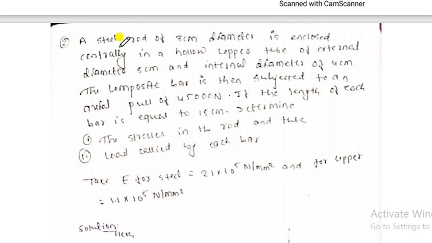So see here, a steel rod of 3 centimeter diameter is enclosed centrally in a hollow copper tube. Here what happens is that the 3 centimeter diameter rod is placed in the copper hollow, where the external diameter of the copper is 5 and the internal diameter is 4, and we have substituted the 3 centimeter diameter steel in that one. The composite bar is then subjected to an axial pull of 45,000 newtons, and the length of the composite section is given as 15 centimeters. Now we have to determine the stress and the load carried. Here the E value for the steel and the E value for the copper are given.